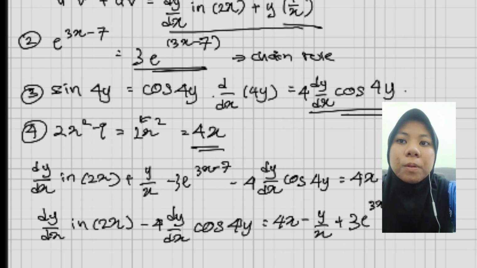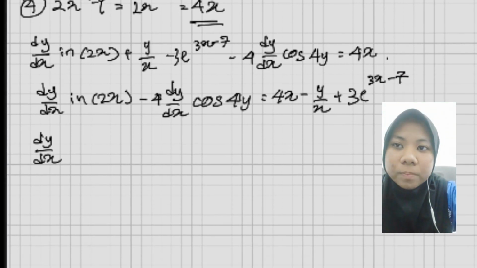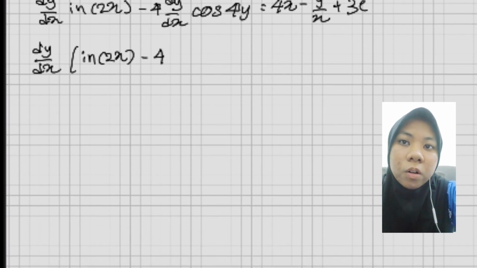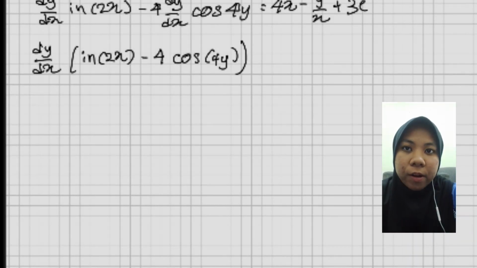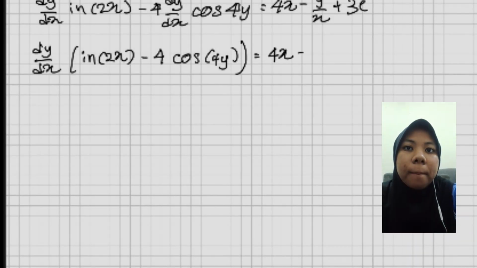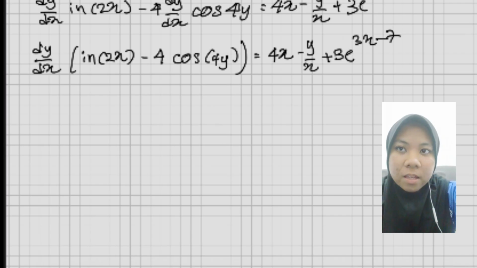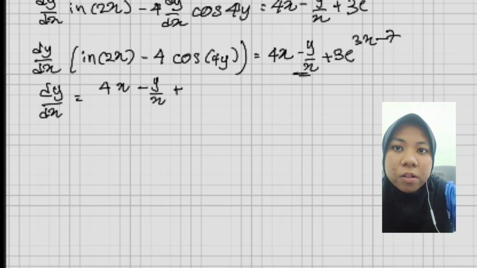Okay, so we will make it easier by factoring out dy/dx: dy/dx open bracket ln 2x minus 4 cos 4y close bracket equal to 4x minus y over x plus 3 e to the power of 3x minus 7. Okay, next we arrange and we get dy/dx equal to 4x minus y over x plus 3 e to the power of 3x minus 7 over ln 2x minus 4 cos 4y.